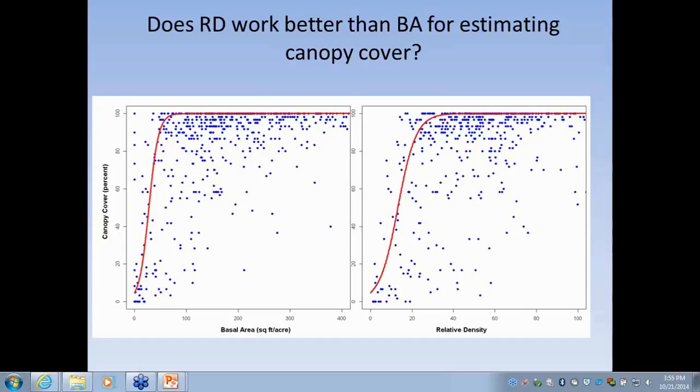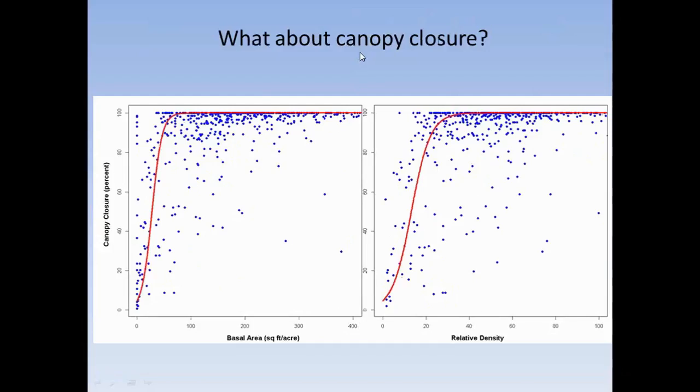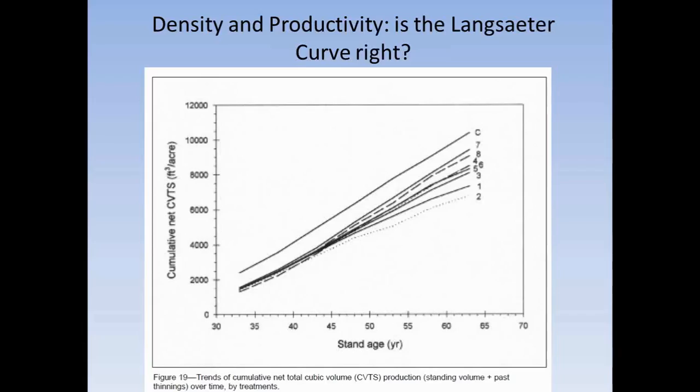And how about canopy closure? It's the same story. Basal area works as well as RD in terms of estimating canopy closure, and I'm not going to go into the difference between those two right now.